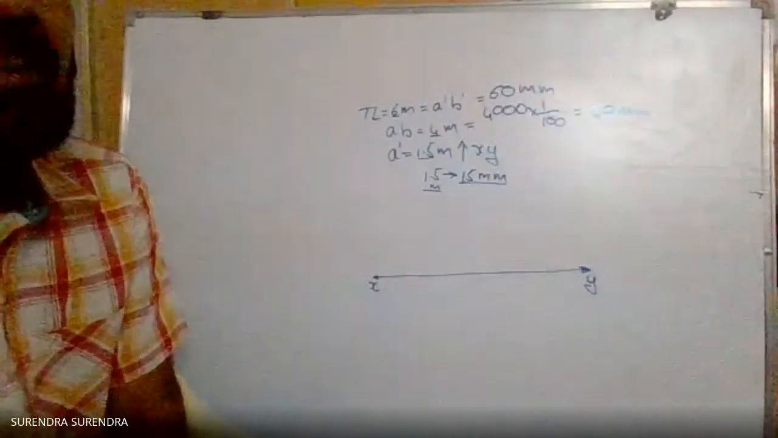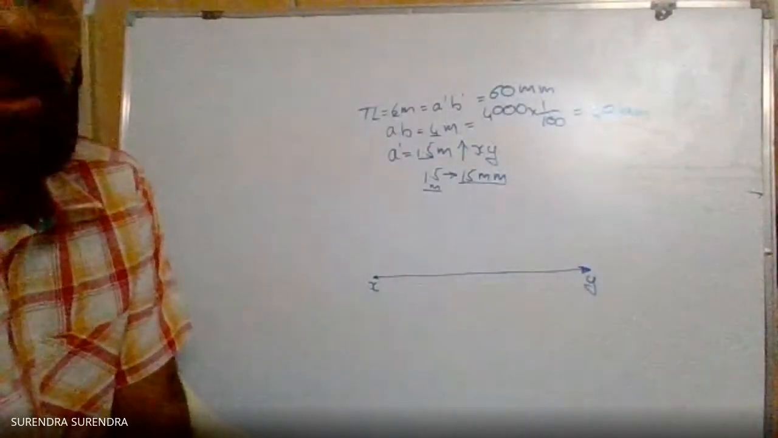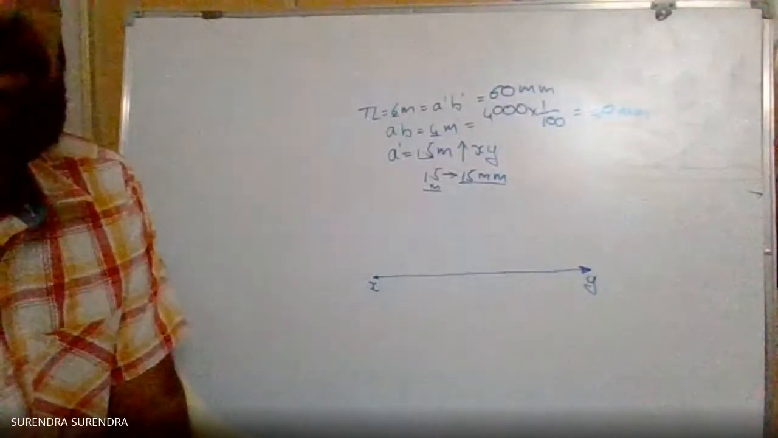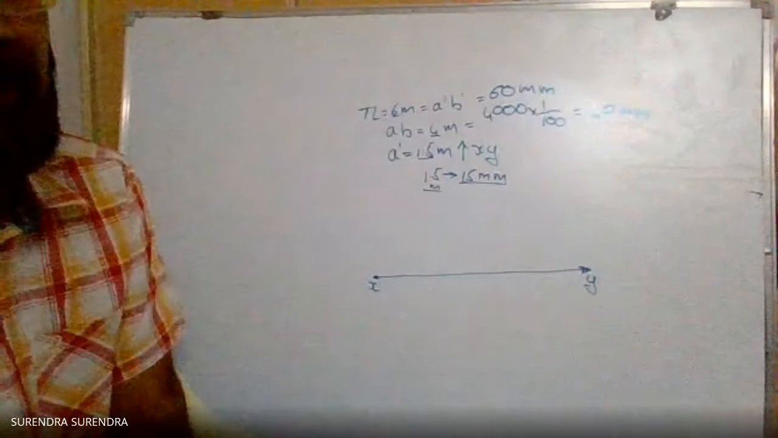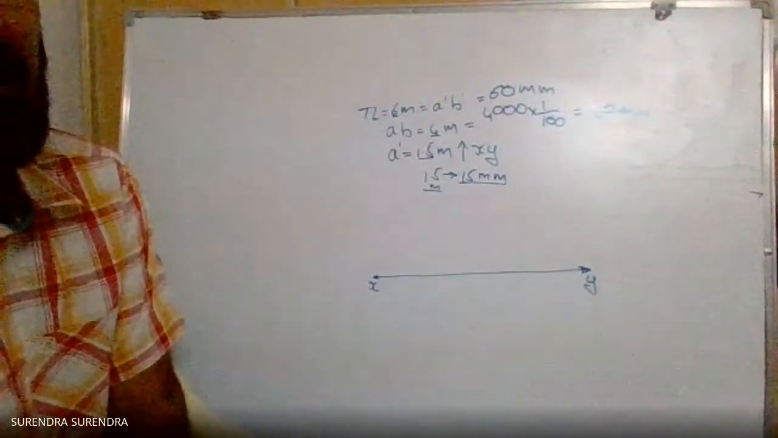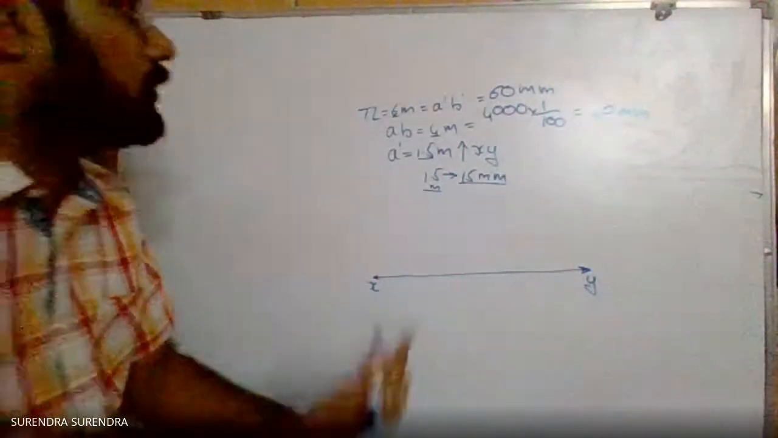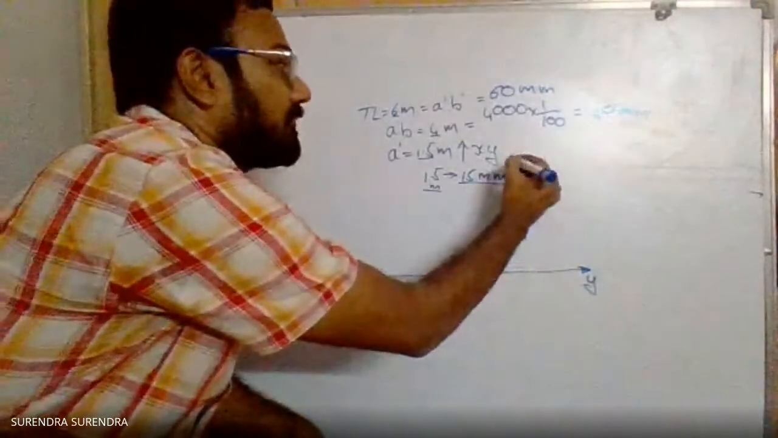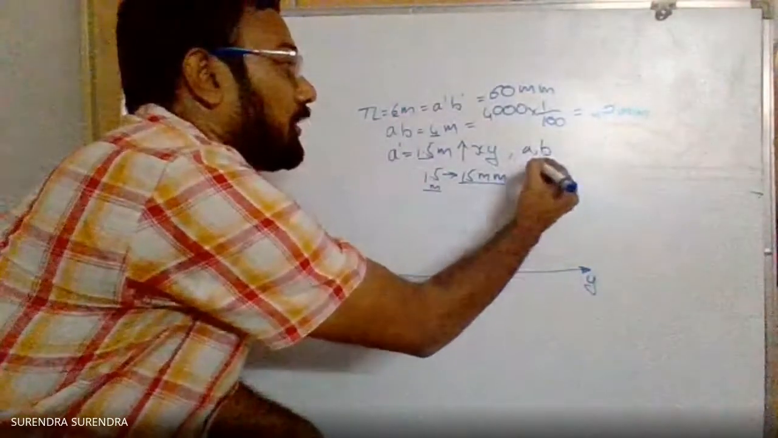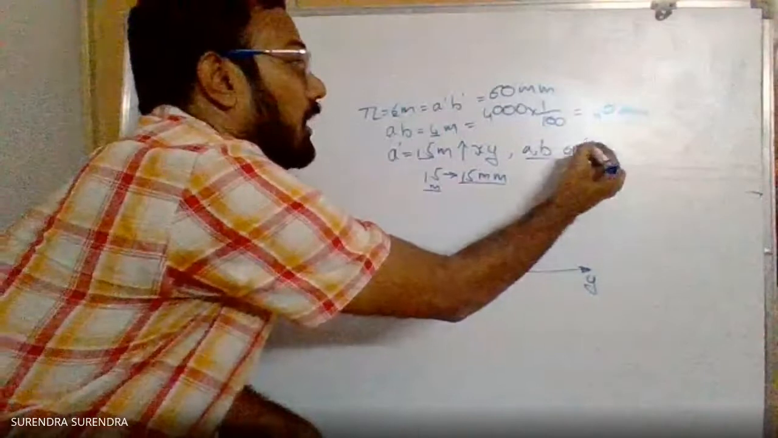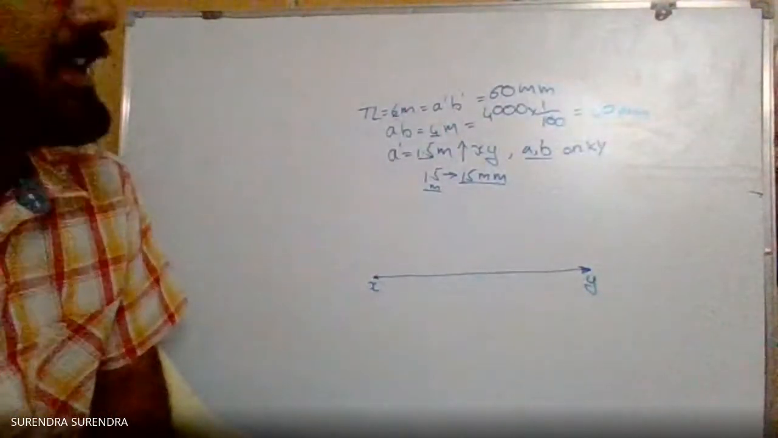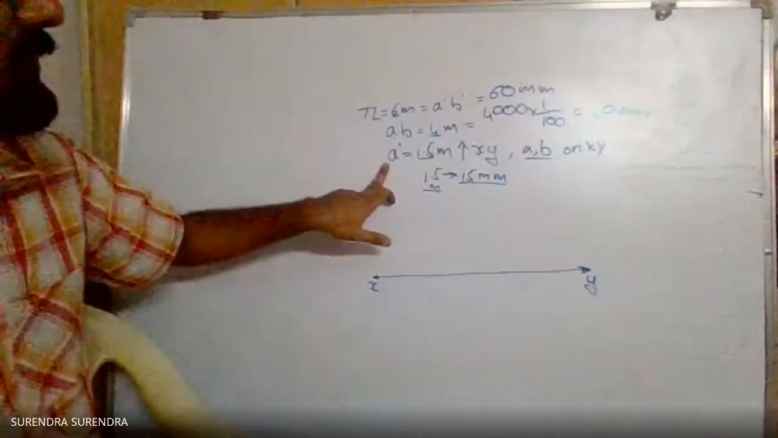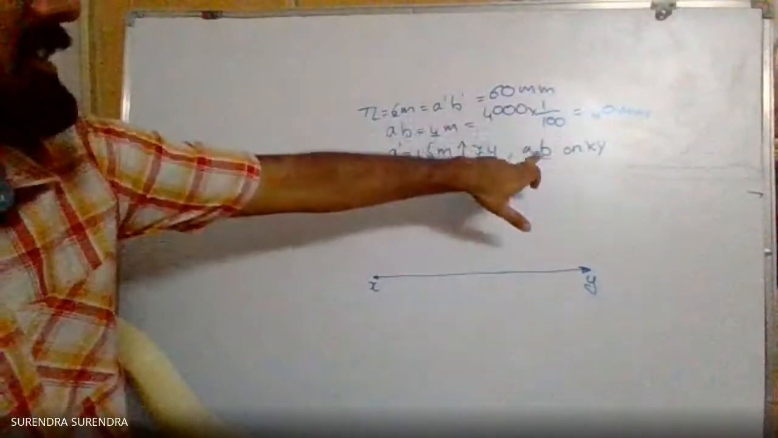On XY. Why? Because the pegs are fixed on the wall, which means the two endpoints are on the vertical plane. When the points are on the vertical plane, the top view will be on the XY line. So the top views of points A and B are on the XY line. First, we need to know the location of A dash and A.